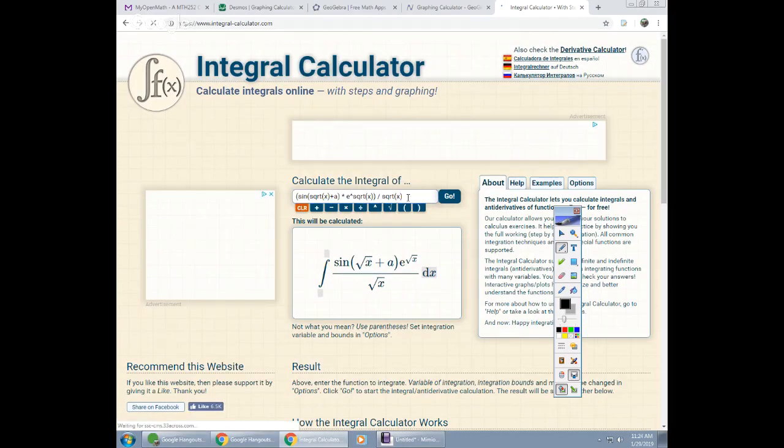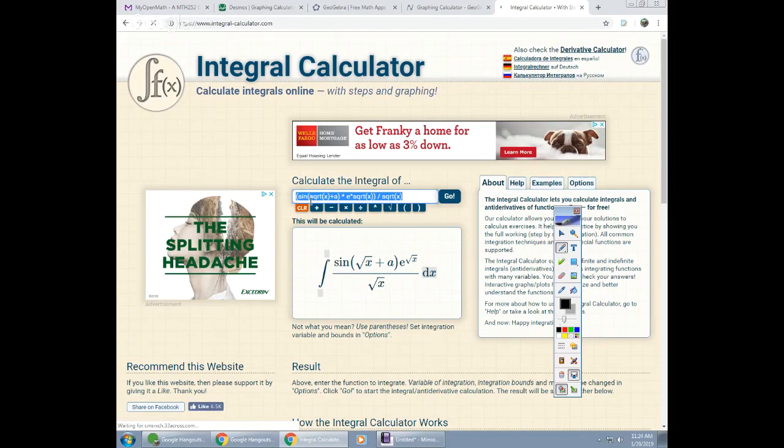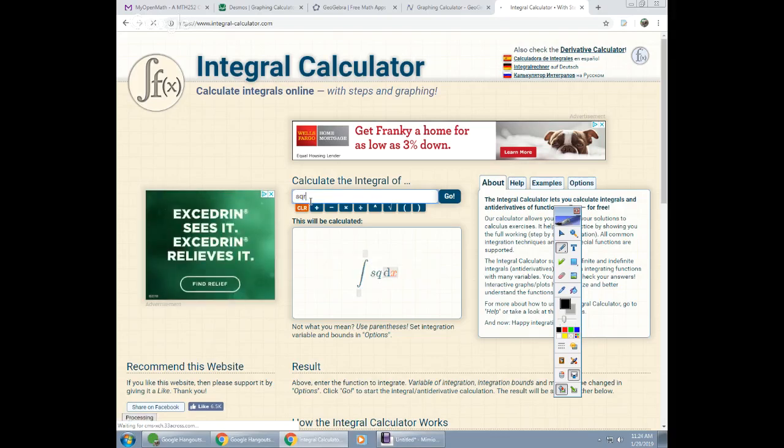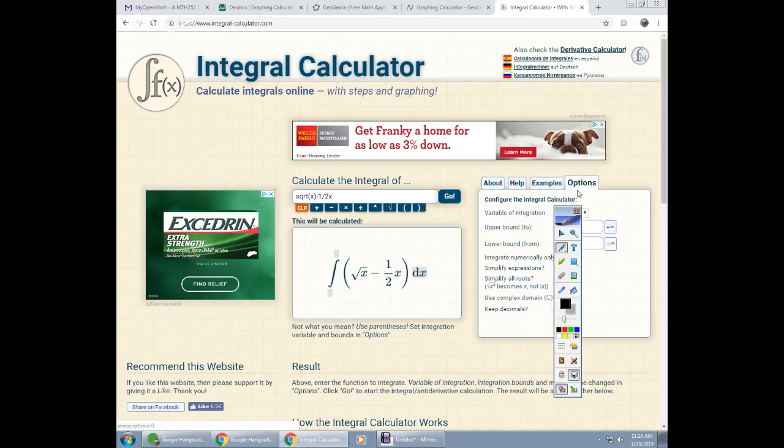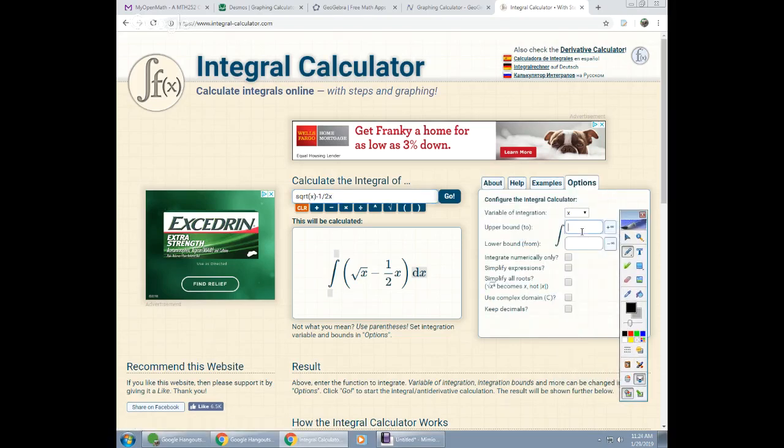So here you enter, I promise, you enter your integrand. So my integrand was what? The square root of x minus 1/2 x. And it pretty types it for you, which is kind of cool. And somewhere here I can go to options and say the upper bound is 4 and the lower bound is 0. And look at it, it puts them in there and everything.